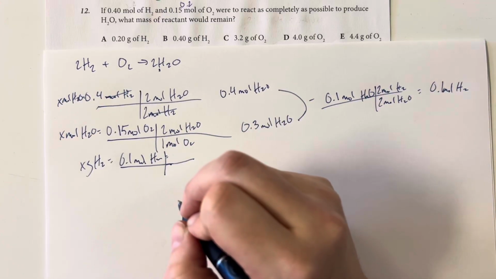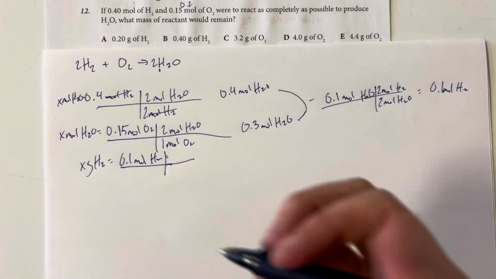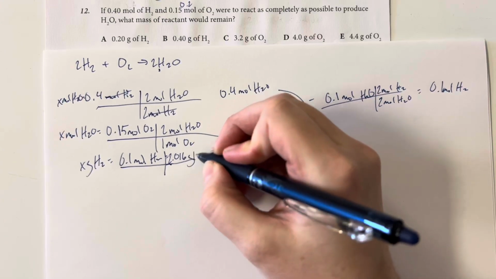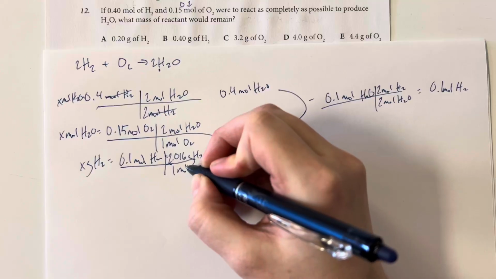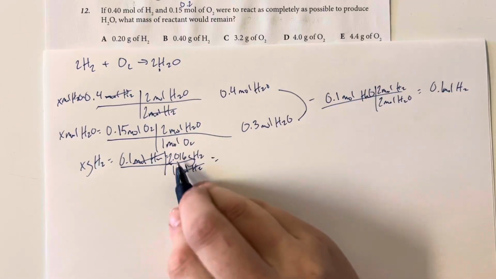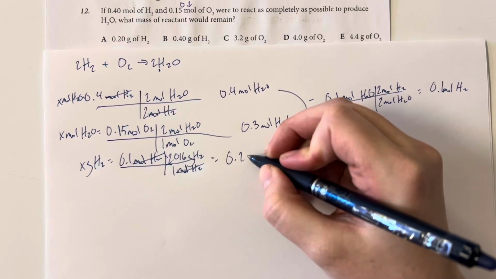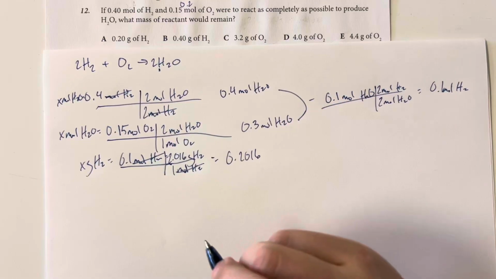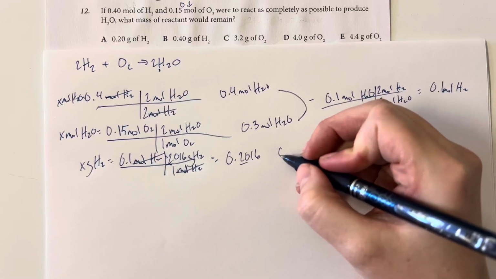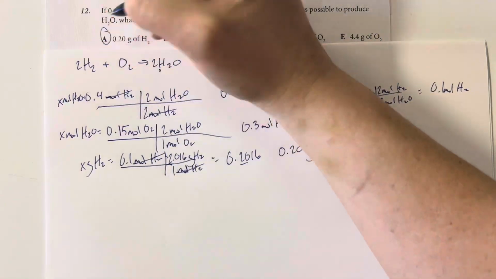Hydrogen has a mass of 1.008, and there are 2 of them in H2. So that's going to be 2.016 grams of hydrogen per 1 mole of hydrogen. Moles of hydrogen cancel. 0.1 times the 2.016 gives me 0.2016. I only get to keep 2 sig figs, so that is just 0.20 grams of hydrogen, which is option choice A.